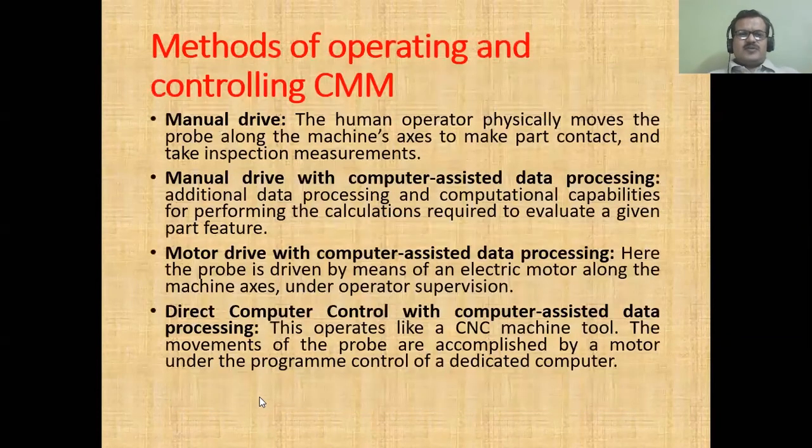Now methods of operating and controlling CMM. First is manual drive. The human operator physically moves the probe along the machine axes X, Y, Z to make part contact and take the inspection measurement.